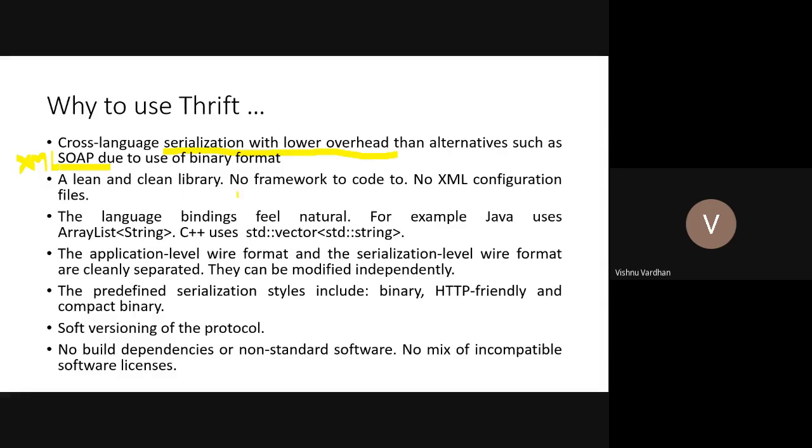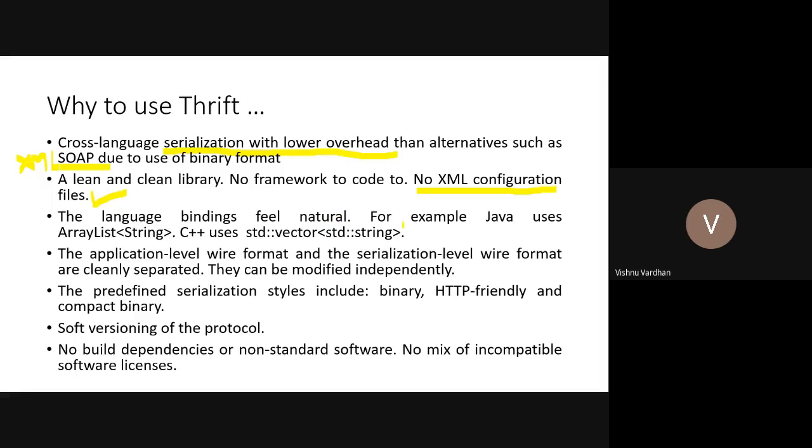A lean and clean library, no framework to code, no XML configuration files. जैसे आप Java, C# ये अभी के लैंग्वेजेस के जो डेटा फॉर्मेट्स हैं, all they are supporting the XML and JSON, so they have some library dependencies, and some configurations also you have to maintain accordingly. But by using the Thrift, you don't have to worry about those maintenance of the libraries and files.